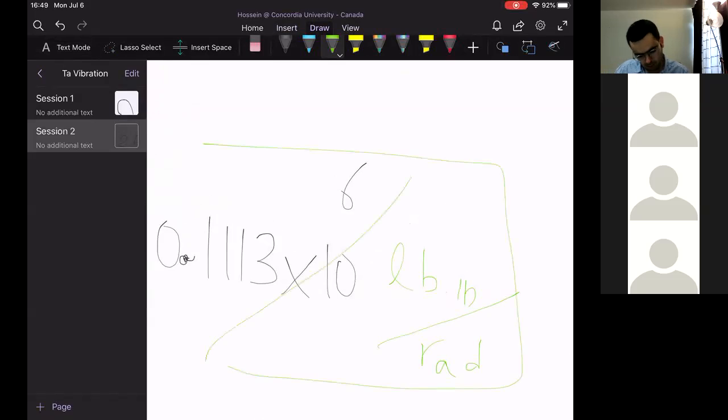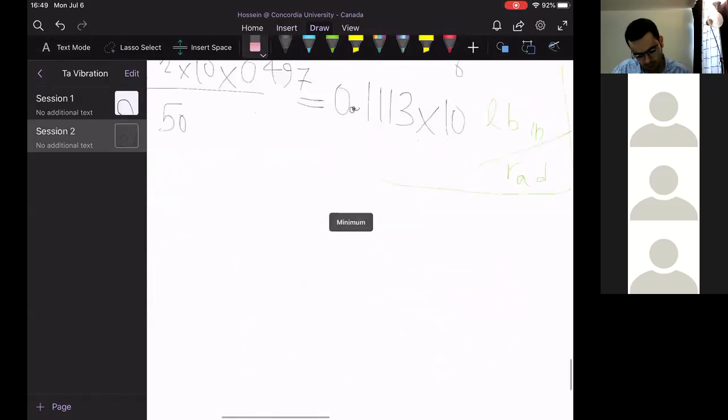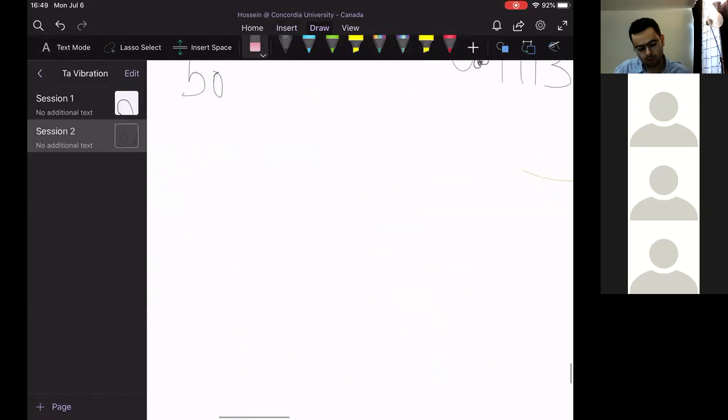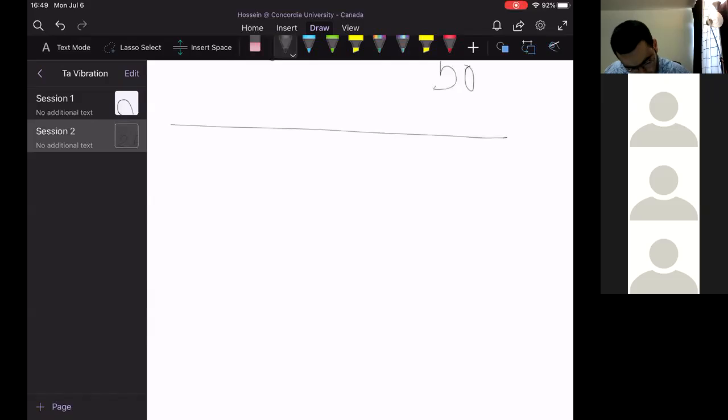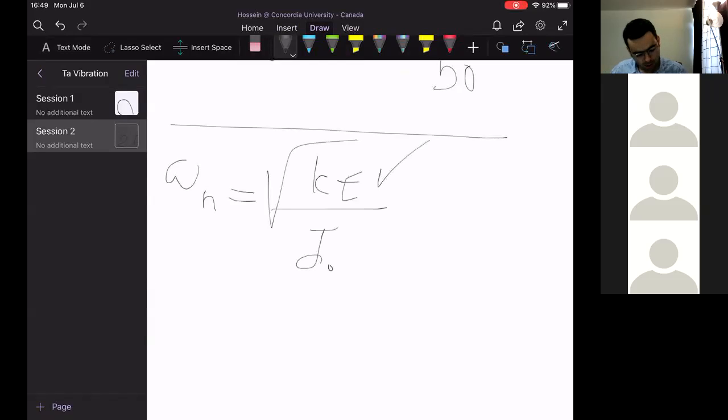So we calculated the numerator, and then once we calculate the denominator, we could easily find the natural frequency of the system. So KT is done. So J_O, the moment of inertia of the system around the point of rotation, right? So J_O.